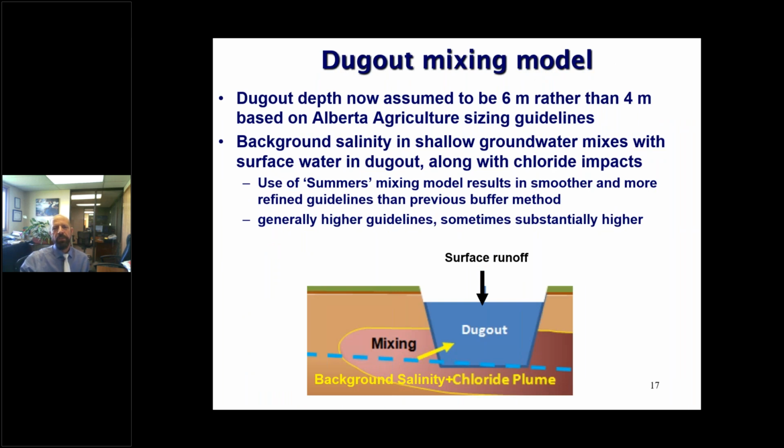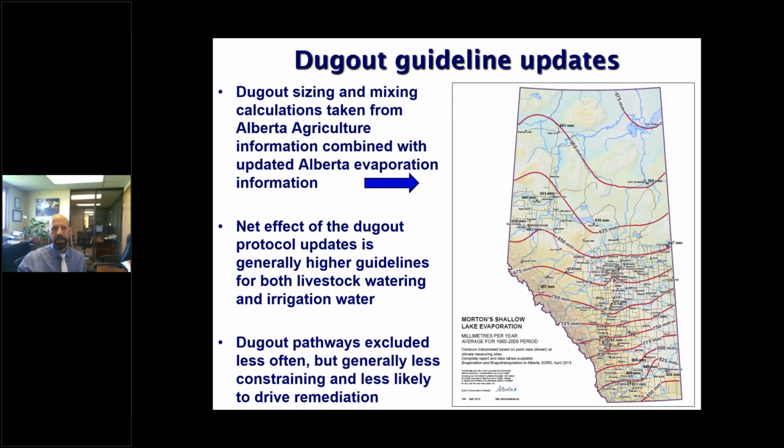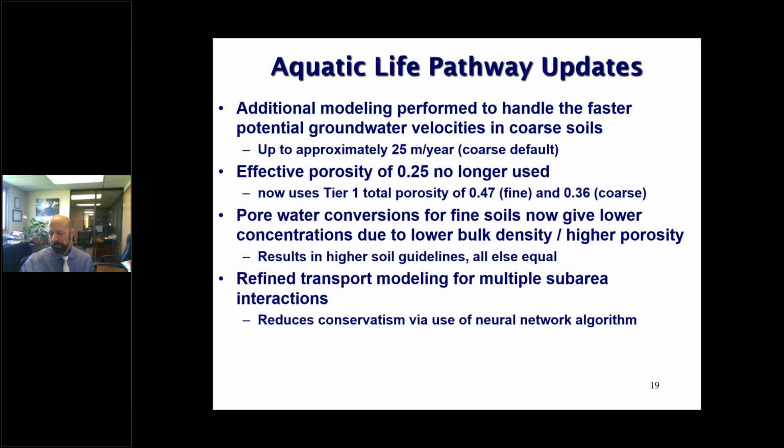Dugout size is assumed to be a little bit deeper than previously, so it won't be excluded as often, but it also won't be constrained as often. And there are some improvements in the guideline in terms of using enhanced mixing models. So again, this results in generally higher guidelines for these dugout pathways than previously. It uses various things like dugout sizing calculations from Alberta Agriculture, uses different evaporation zones from across the province, and again, the net result is generally less remediation being called for, irrigation particularly.